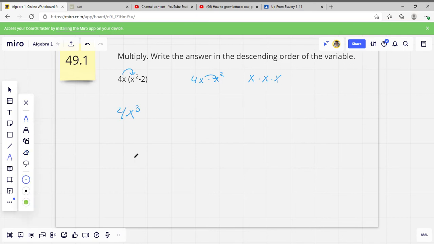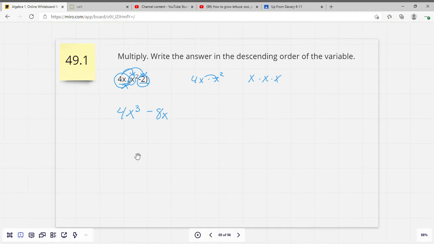Now we have to multiply by this other term in that second part, so 4x times negative 2. Here we just have numbers. 4 times 2 is 8, and that will be negative 8x. We can't forget this x right here. Alright, so when we multiply polynomials, we multiply every term in the first by every term in the second. Alright, let's do another example.